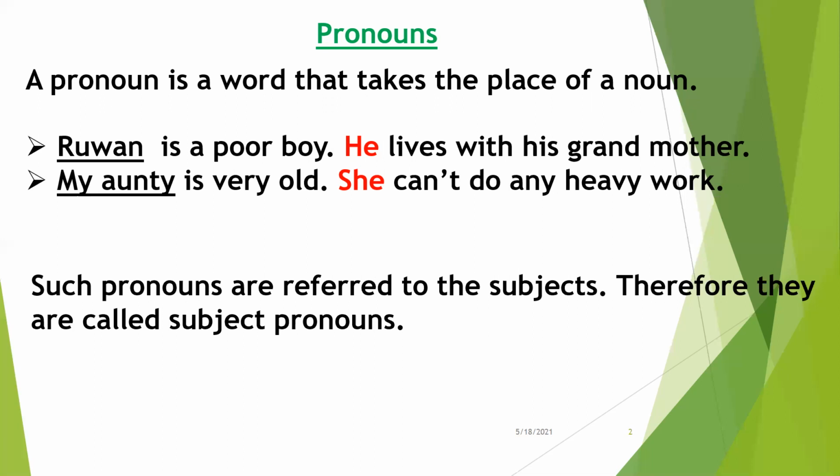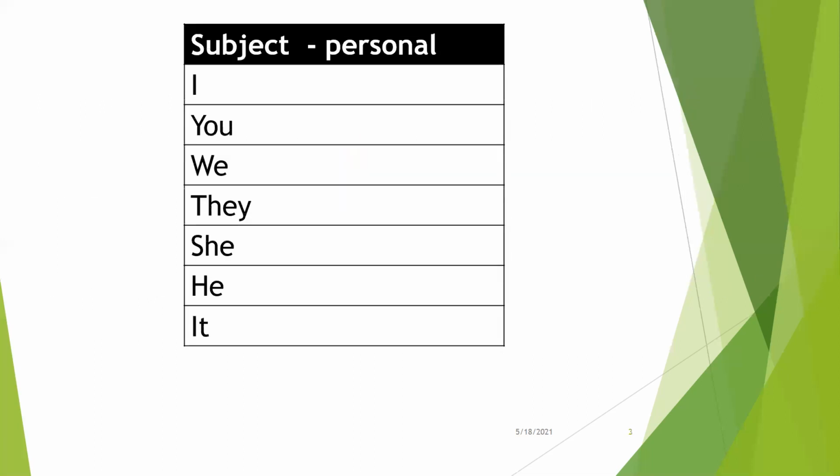Therefore, they are called subject pronouns. What are the subject pronouns? I, you, we, they, she, he, it. Subject pronouns are I, you, we, they, she, he, it. Okay, let's do the activity.